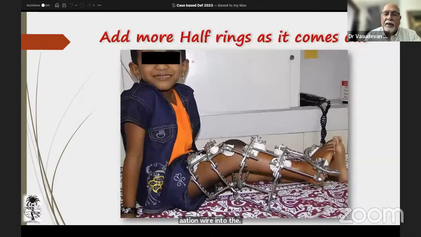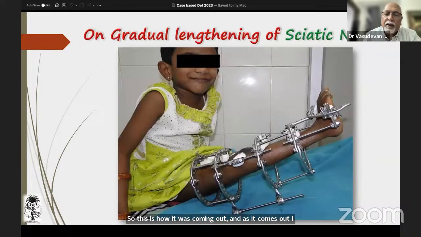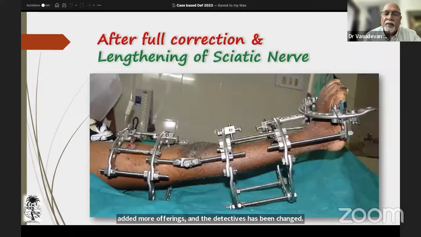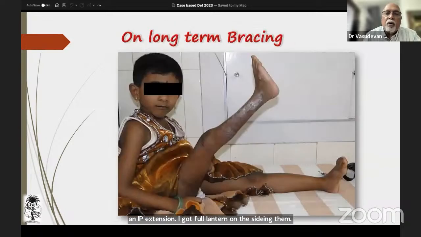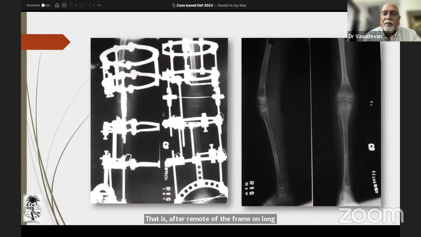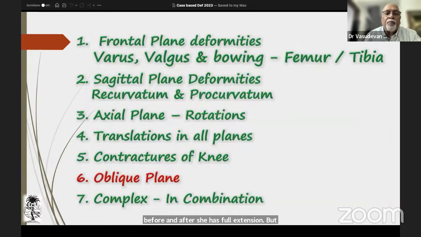So this is how it was coming out. As it comes out, I added more half rings and the distractors were changed. So I got the full correction like that. Even with hyperextension, I got full lengthening of the sciatic nerve. That is after removal of the frame, on long-term bracing. Before and after, she has full extension, but there is a lag.